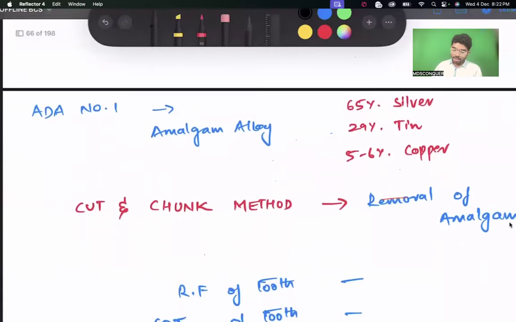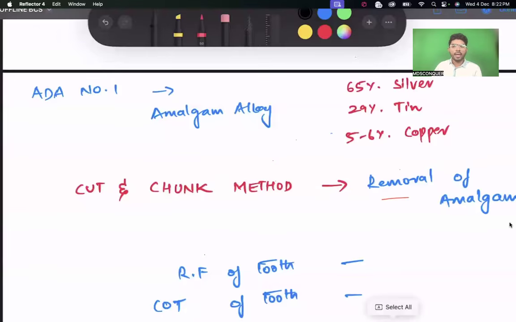Then the next comes a little bit about amalgam. The ADA specification number of amalgam was already discussed, and most of you are familiar. What is the ADA specification number of mercury? Yes, right, 6. GIC? 66. Very nice. ADA specification number 1 for amalgam clearly says that amalgam should contain 65% silver, 29% tin, and 5 to 6% copper. Copper containing alloys, high copper, have more than 6%, and low copper alloys have less than 6%.